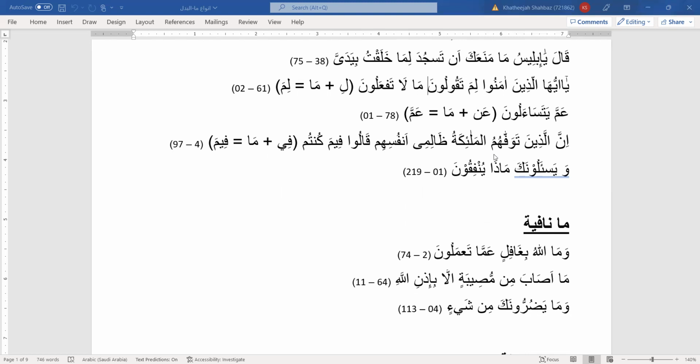إن الذين توفاهم الملائكة ظالمي أنفسهم قالوا فيما كنتم. Indeed, those whom the angels cause to die while they are wronging themselves, they said, in what were you, in what condition were you?